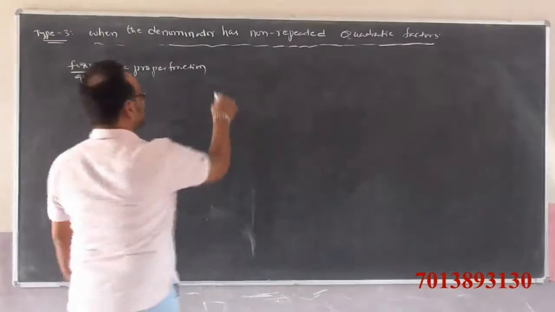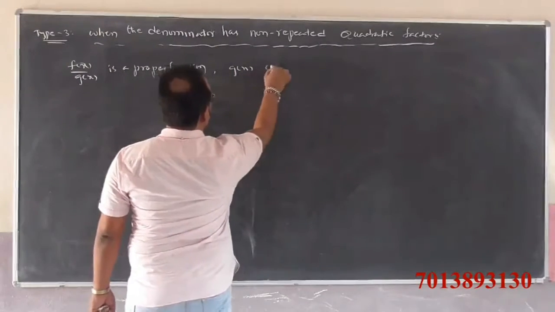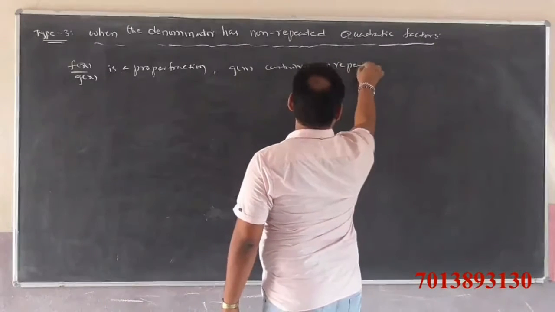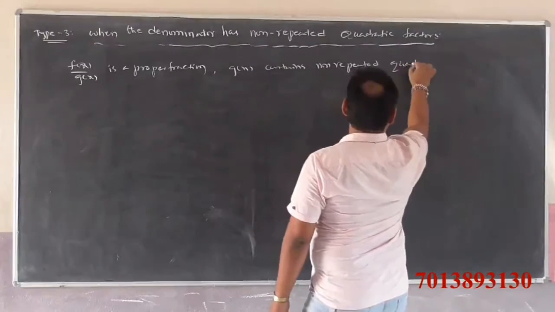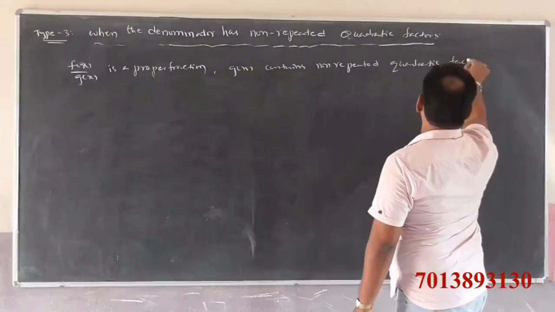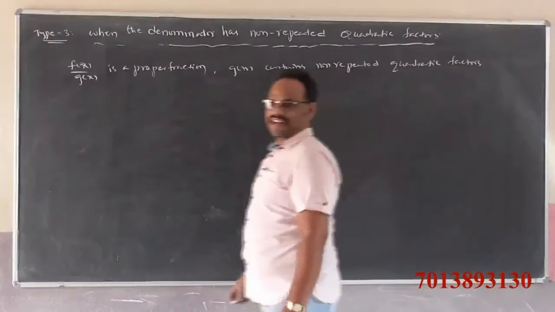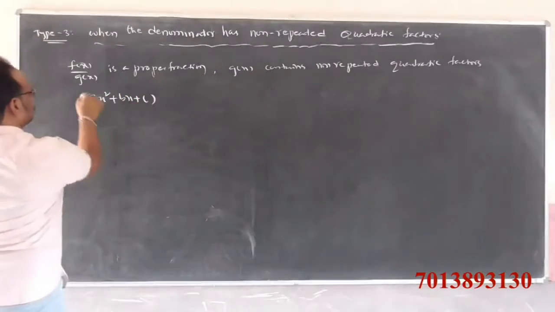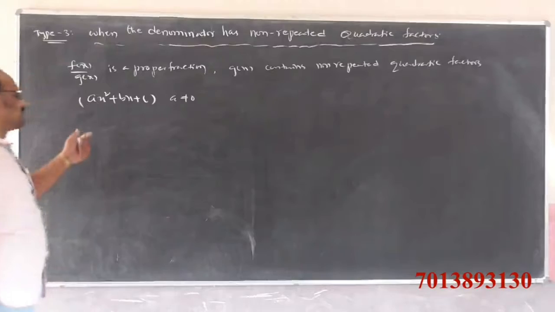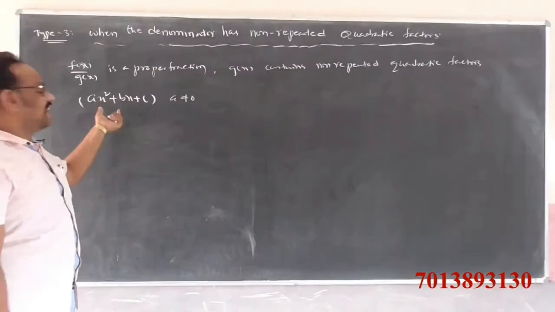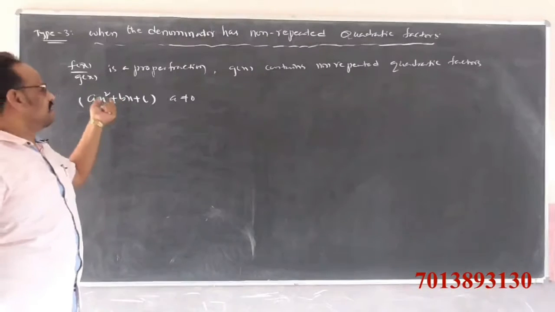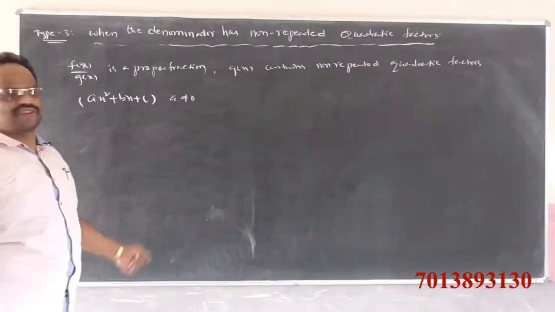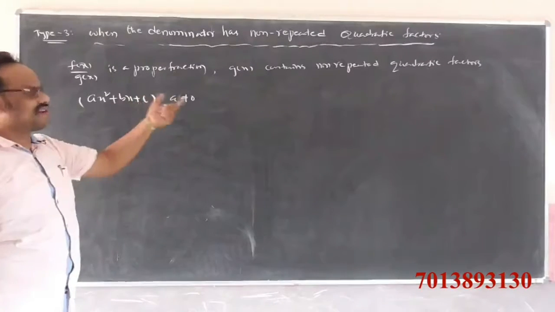The denominator g of x contains non-repeated quadratic factors. That means it is ax square plus bx plus c, where a not equals to 0. It contains x square plus bx plus c. That means it is an irreducible factor. It contains the non-repeated quadratic factors.